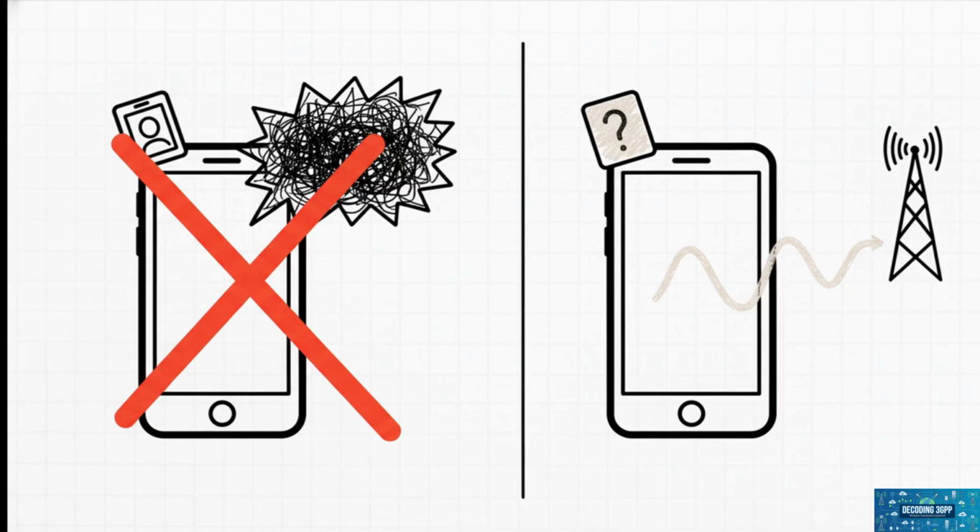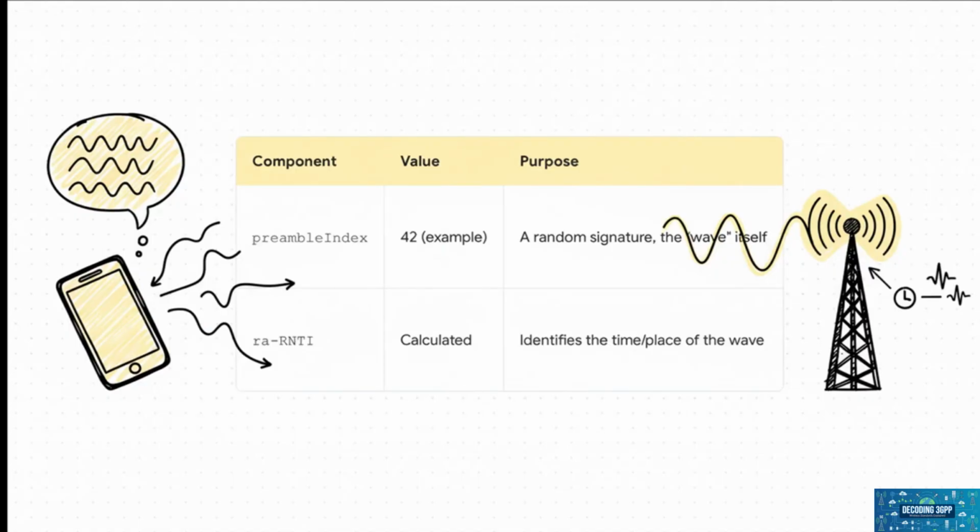Simple as that. And what's really cool is how that wave actually works. Your phone picks a random signature, this preamble index, from a list of available waves. Just imagine it has like 64 different ways to raise its hand, and it just picks one at random. It also makes a note of the exact time and frequency it's using. This combo creates a unique identifier, the RACH, so the network knows exactly which wave it needs to respond to.